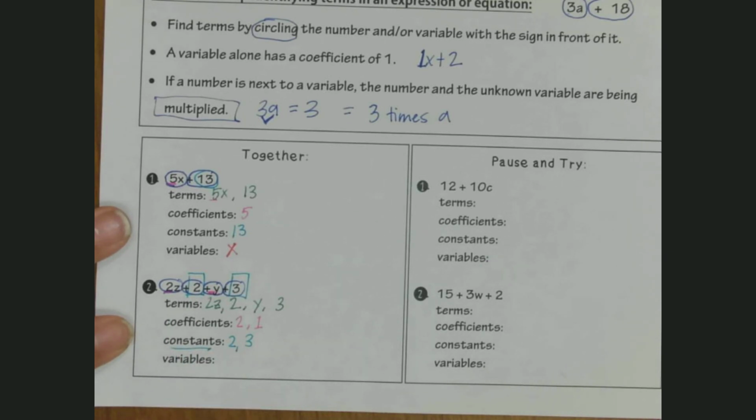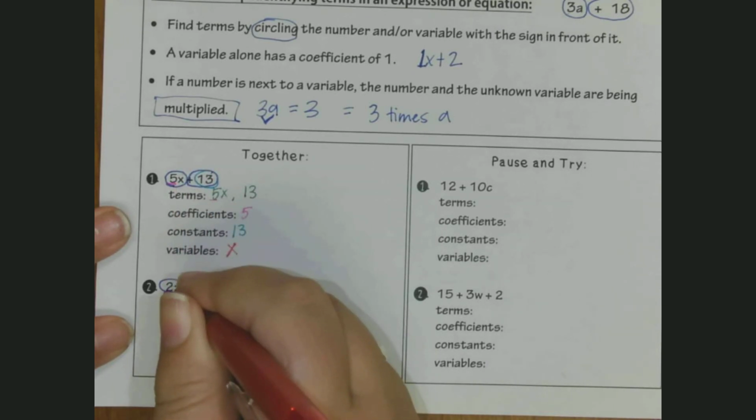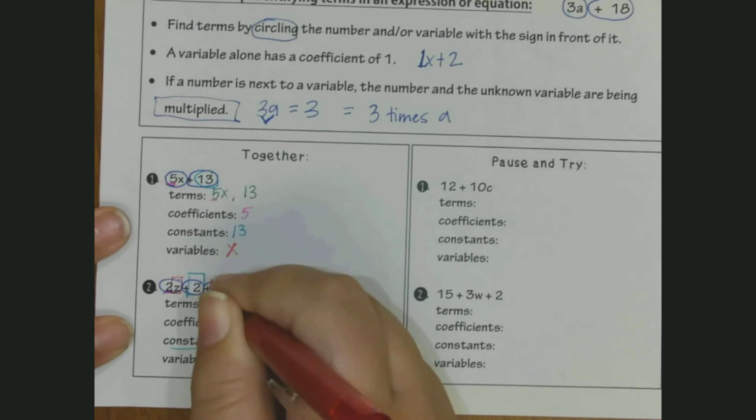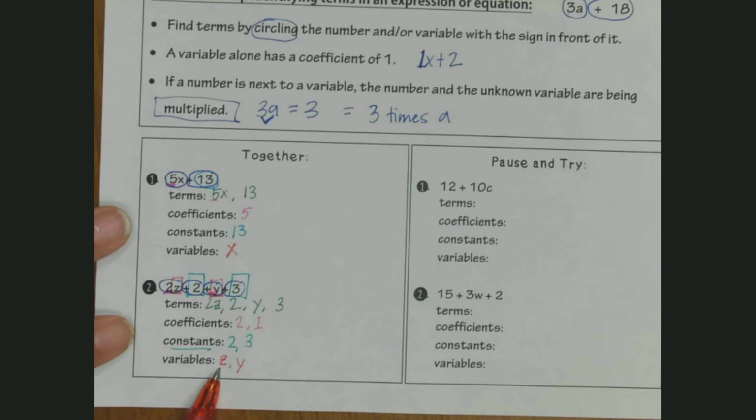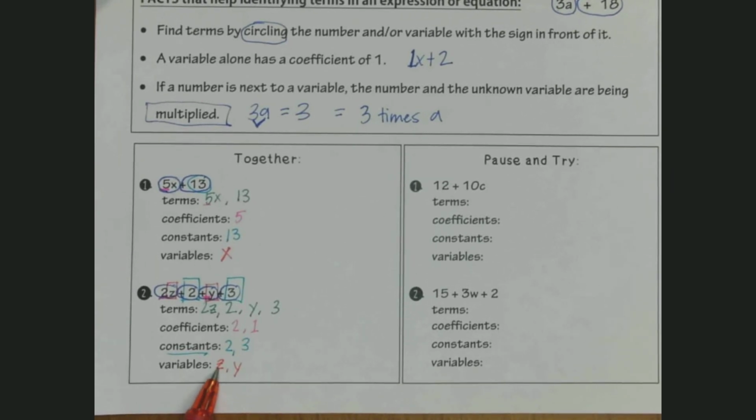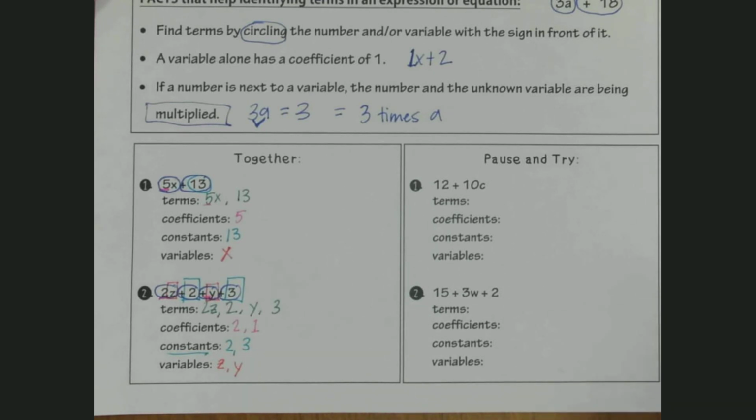And the last thing we're looking for is variables. This time I also have 2 variables. I have this z and this y. So I'm going to list those. Now I recommend when you start doing algebra, putting a line through your z's because my z's and my 2's look a lot the same. So if you're like me and your z's and your 2's look similar, I always differentiate that by putting a line through my z like that.